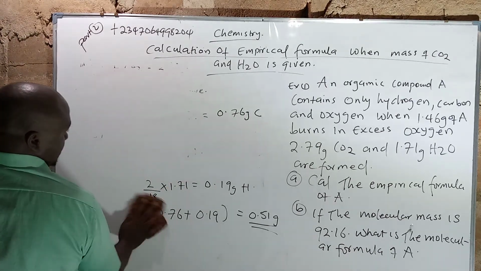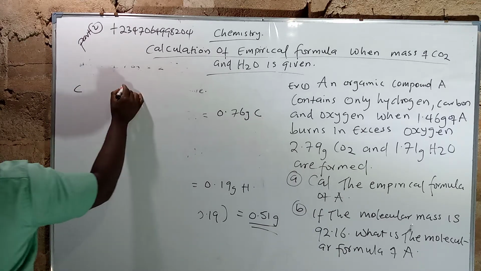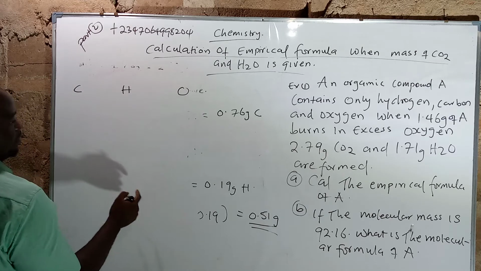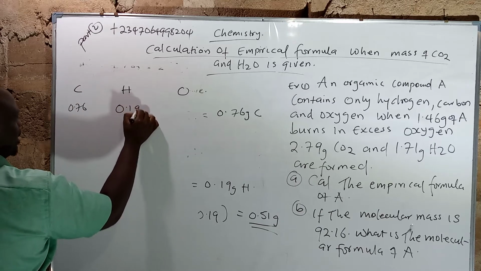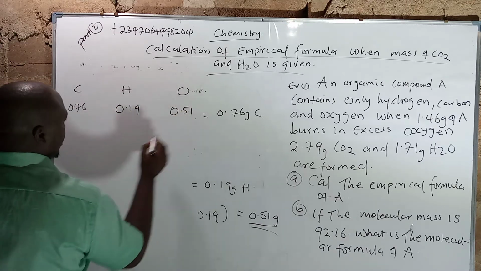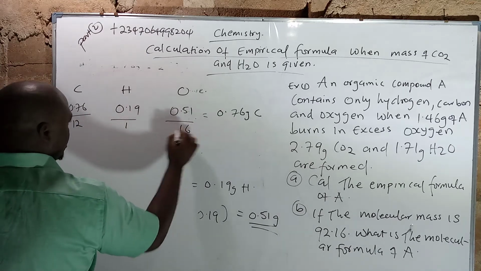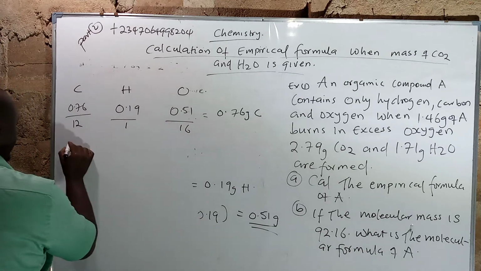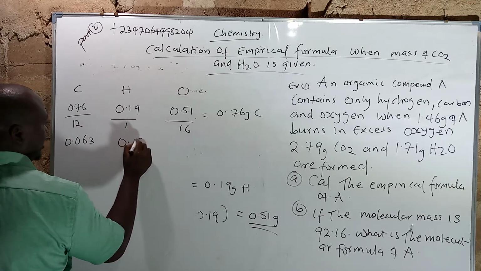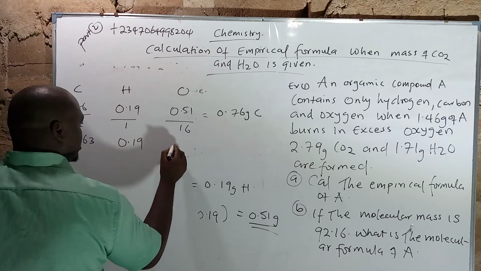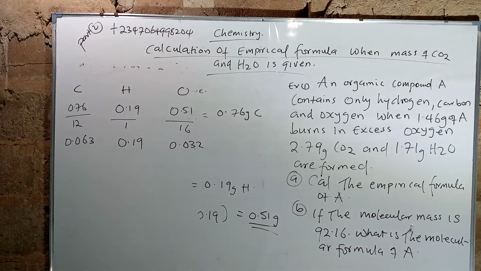So let's construct our table. So you have carbon, hydrogen, oxygen. And then, of course, the mass of carbon is 0.76, the hydrogen is 0.19, and the oxygen is 0.51. Divided by, of course, the molar mass, which is 12, 1, 16. So whatever you get there, this will give you 0.063. Now, of course, this is 0.19. This should give you 0.032, right?